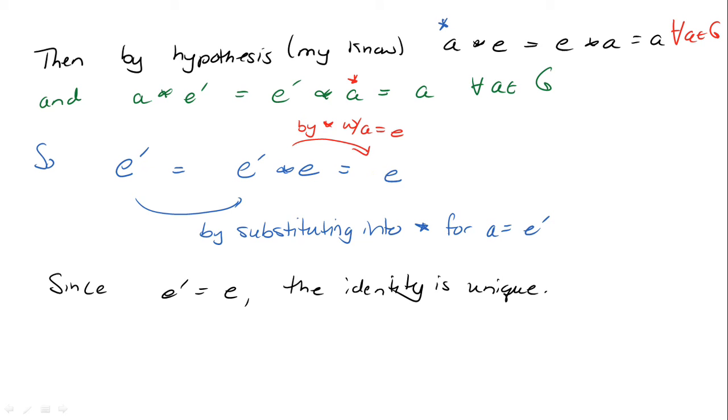Since E prime is equal to E, I don't really have two different identities. I have one and the same, and the identity is unique.